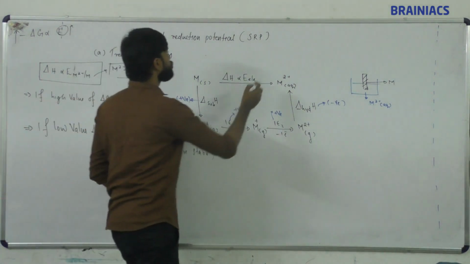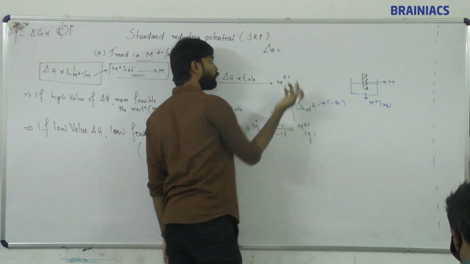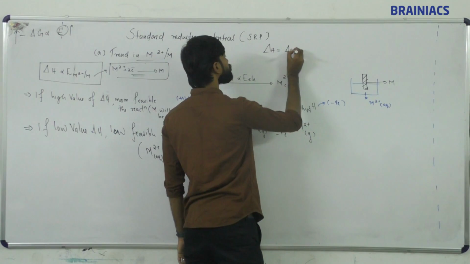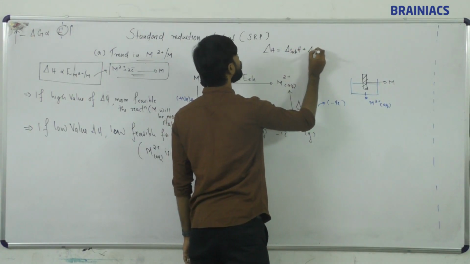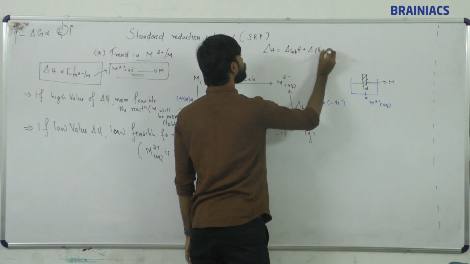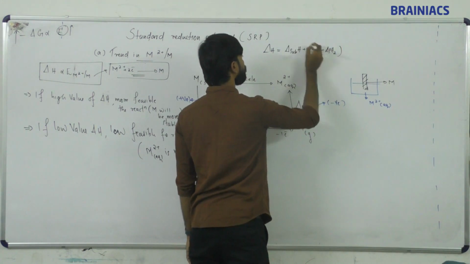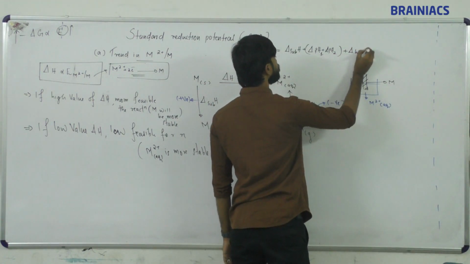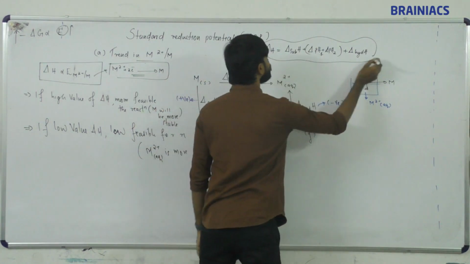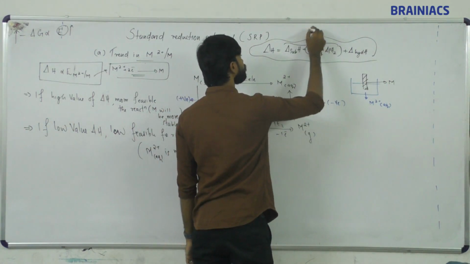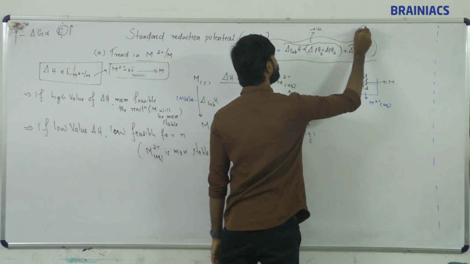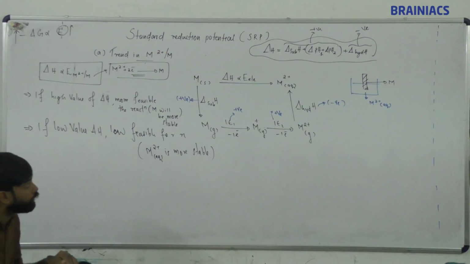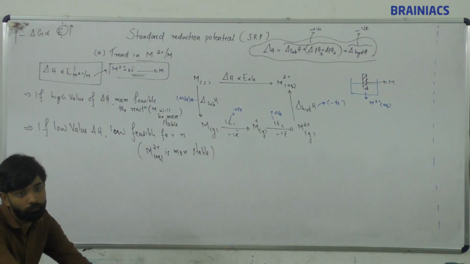Where the delta H is actually, according to Hess's law, the delta sublimation enthalpy plus delta IH1 plus delta IH2, the sum of first and second ionization enthalpy, plus the delta hydration energy. This much will be positive, this will be negative, and that positive and negative value decides the net value.